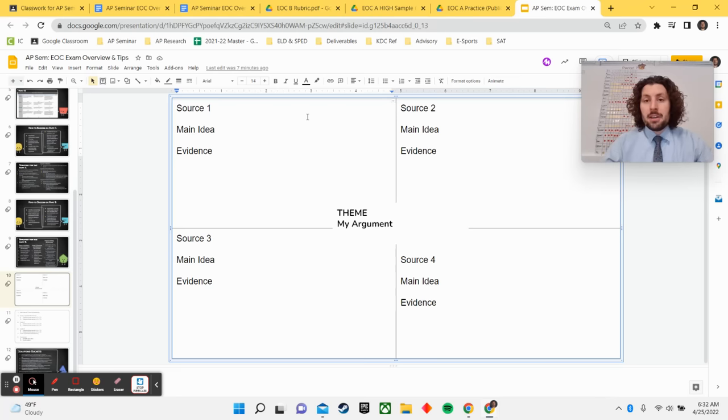So again, there's going to be one theme that ties all of these together, and your goal is going to be to write an argument, a personal argument with a unique perspective based on what you learned from those 4 sources.